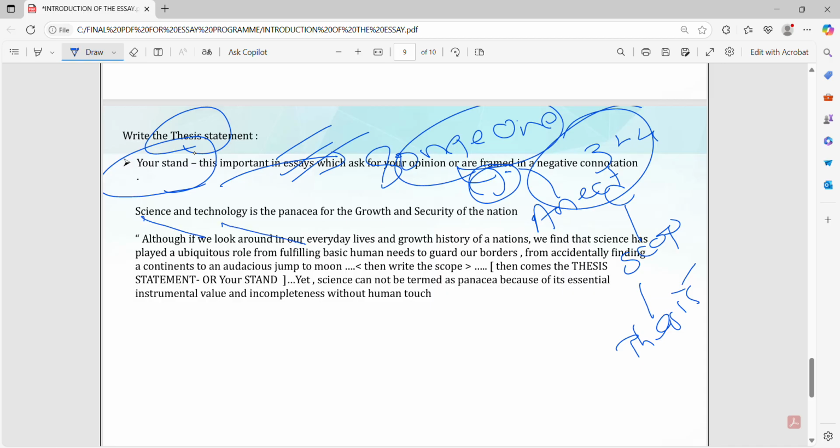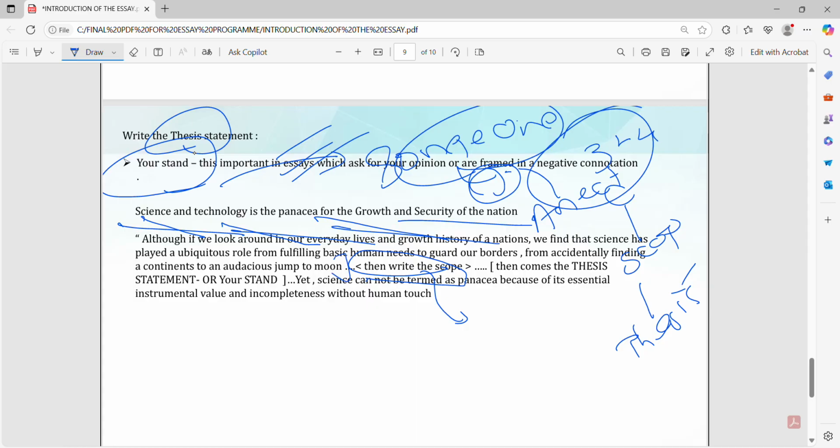So look at this example. Science and technology is a panacea for the growth and security of the nation. Look at this: although if we look around in our everyday lives and the growth history of the nation, we find that science has played a ubiquitous role, from fulfilling basic human needs to guarding our borders, from accidentally finding the continent to the audacious jump to the moon. Then we write the scope. What is the scope, what we are going to write in the following essay.